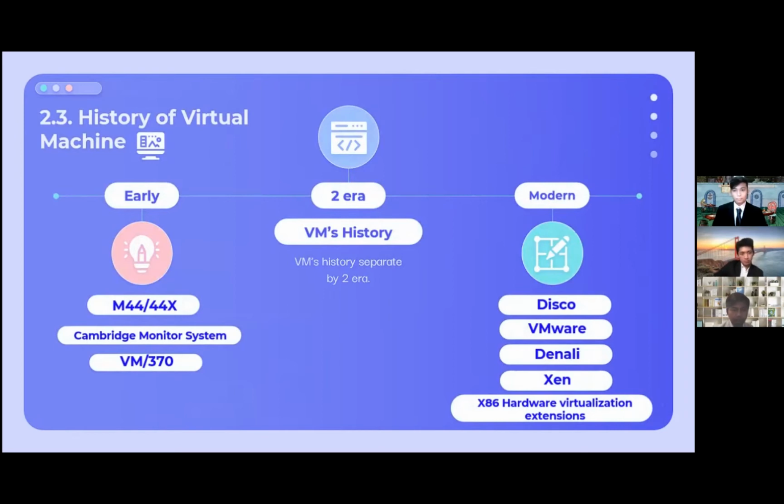Next is Cambridge Monitor System. The IBM System/360 was explicitly designed for portability of software across different models and different hardware configurations. Next is VM/370. IBM's VM/370 ran on the System/370 hardware in the early 1970s and included virtual memory hardware.